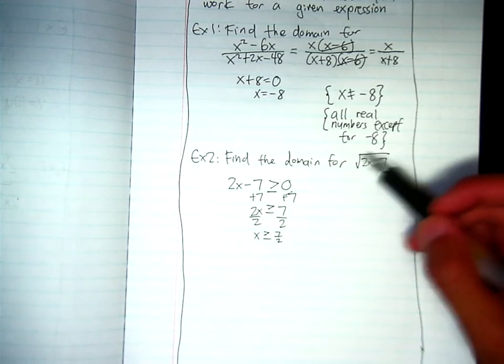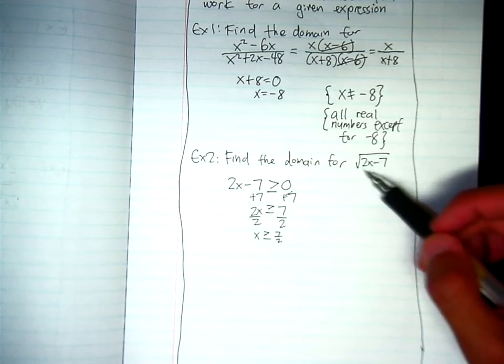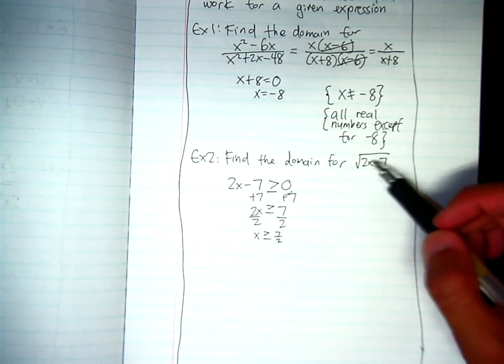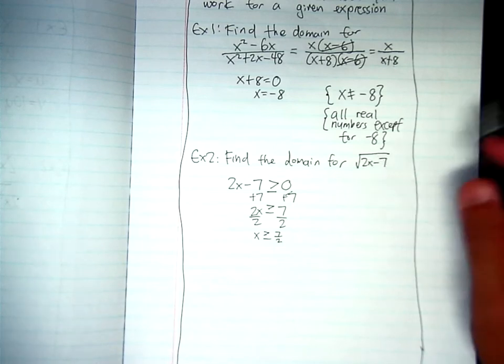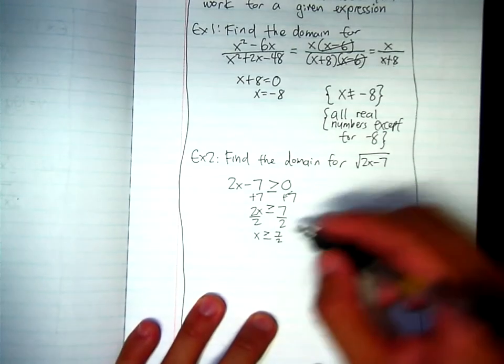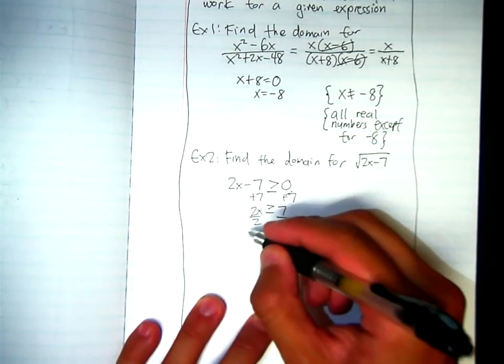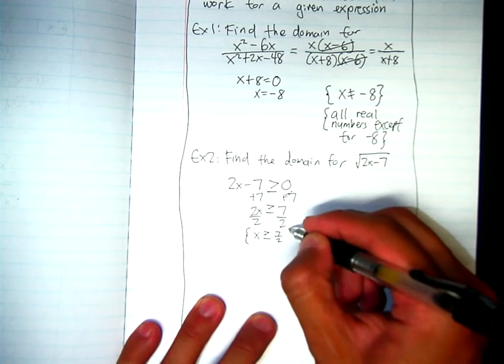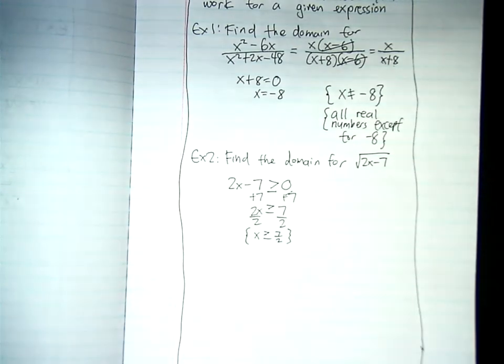And you can try by plugging in 7 over 2. If I plug in 7 over 2 here, I will get 7 minus 7, which is 0, and I can take the radical, and anything above that will come out positive. So that's literally my domain. So that's what I put in, this symbol right here. Okay?